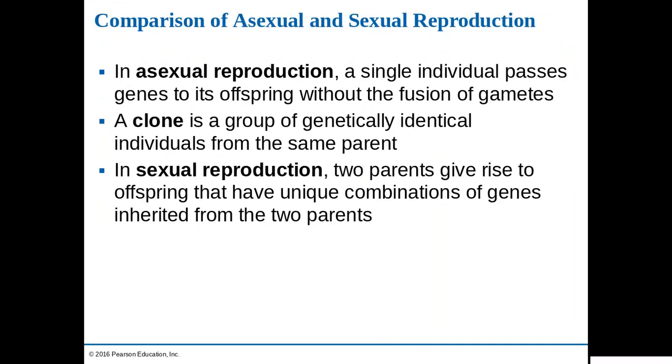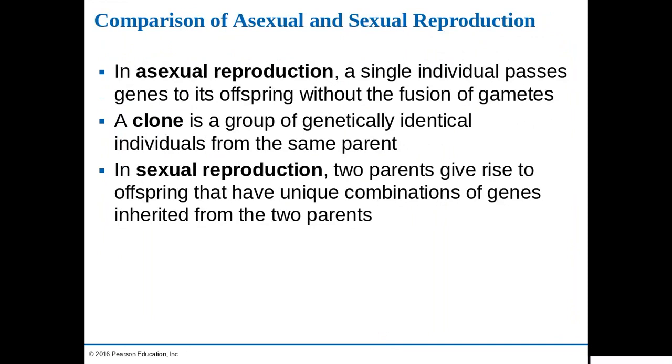There are two different types of reproduction that organisms can go through. In asexual reproduction, an individual passes genes onto its offspring, but it doesn't include the fusion of gametes. So this is much more common in prokaryotic organisms like bacteria, and then some eukaryotes can undergo asexual reproduction, but basically you don't need another organism to pass on your traits. A clone is a group of genetically identical individuals that come from the same parent. And then in sexual reproduction, we have two parents that give rise to offspring that have unique combinations of genes inherited from both parents.